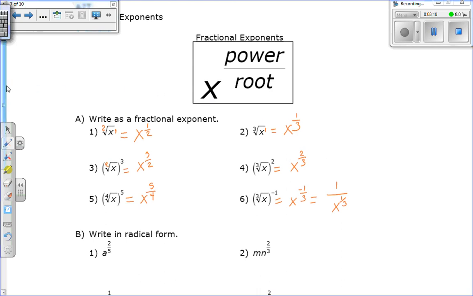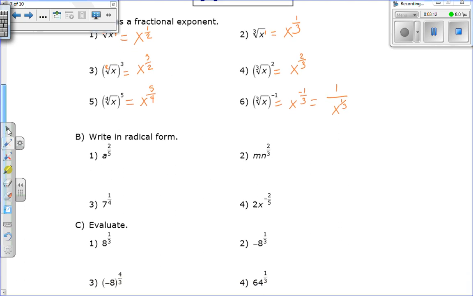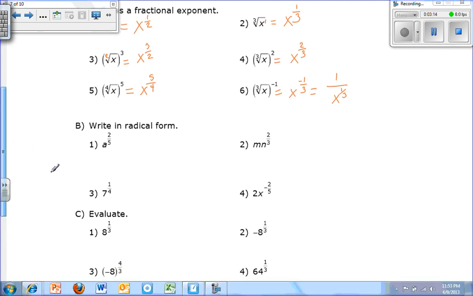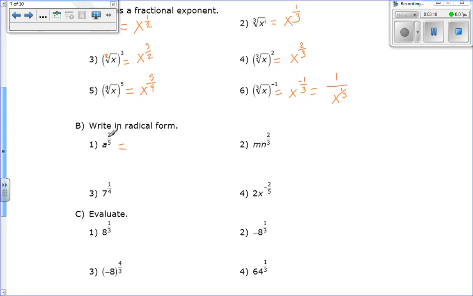But we can also go backwards and write it in radical form. This is still the power, this is still the root. So I have the 5th root of a, and we're going to raise the whole thing to the second power.